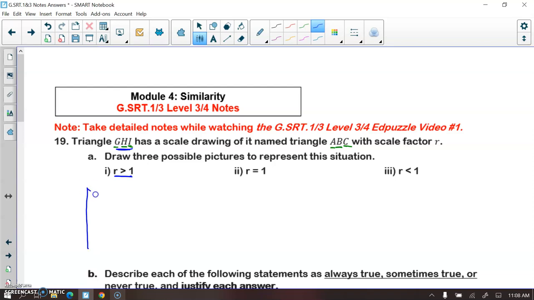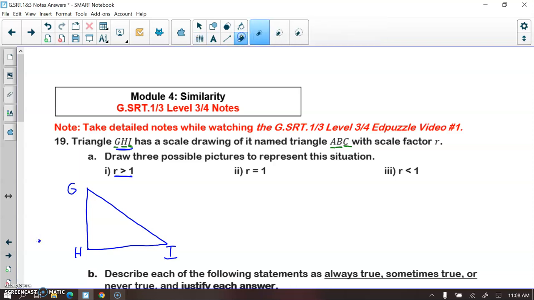No rhyme or reason to it, but I have triangle GHI. I'm going to make point H the center of dilation. You could make point G the center of dilation, or I, or even a point off your triangle. It doesn't matter. It's up to you how you want to demonstrate this situation.